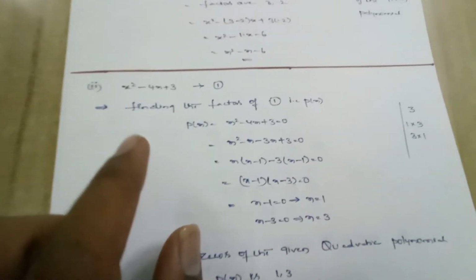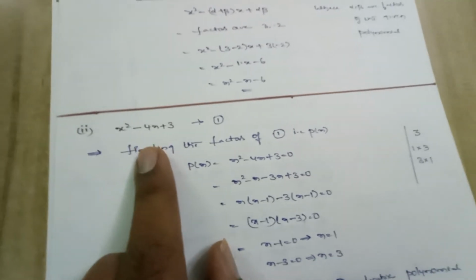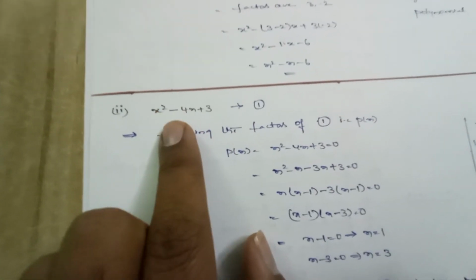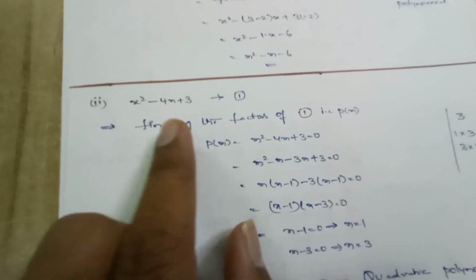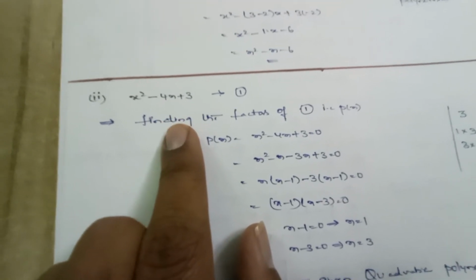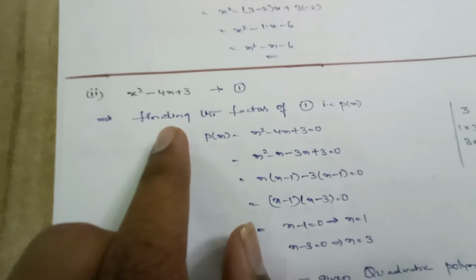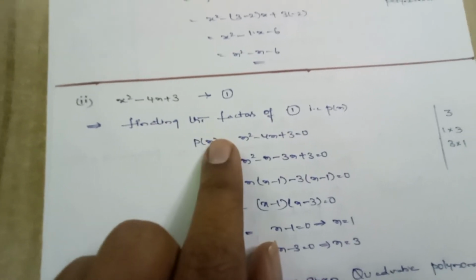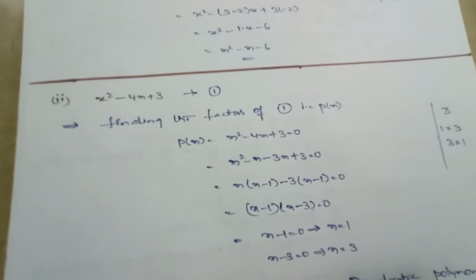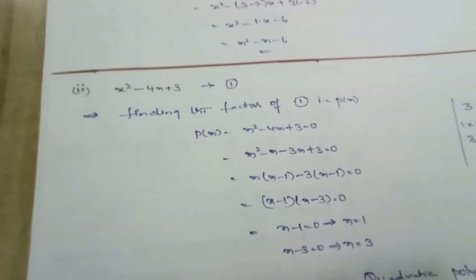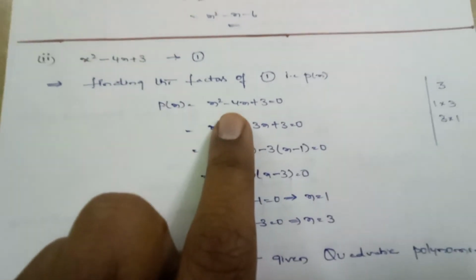Okay, guys, now coming to the second sum. What is given? Second polynomial, x square minus 4x plus 3. First step is, for the given quadratic polynomial, we have to take the factors of that. The factors are nothing but the zeros: for which value the given polynomial becomes 0, that becomes the factor of the given quadratic polynomial.